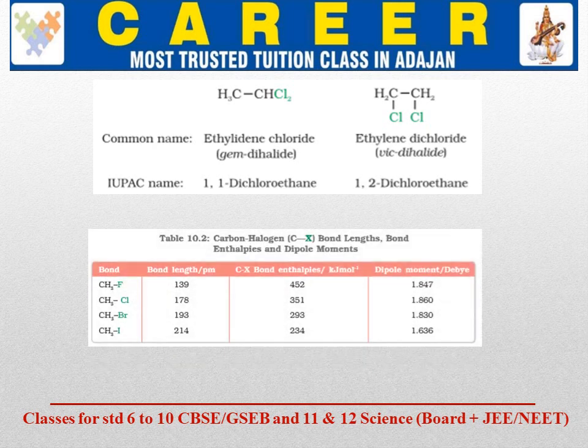As for the carbon-halogen bond polarity, if the size of the halogen atom increases, bond length increases and bond enthalpy decreases, but the highest polarity is shown by CH3Cl. After CH3Cl, as we move down the group, polarity decreases.